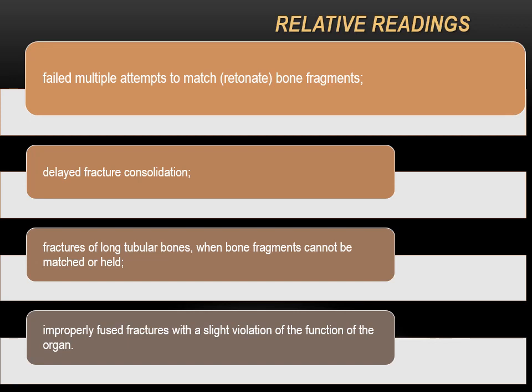Well, the fourth indication is incorrectly fused fractures with a slight violation of the functions of the organ. Well, in this case, it is often a slight curvature or shortening of the limbs. In this case, surgical treatment is relatively indicated, sometimes for cosmetic purposes, sometimes to prevent subsequent complications in our body.